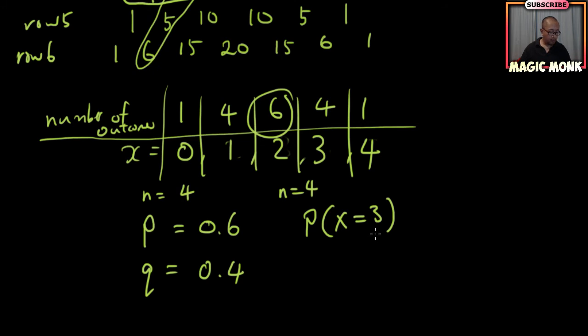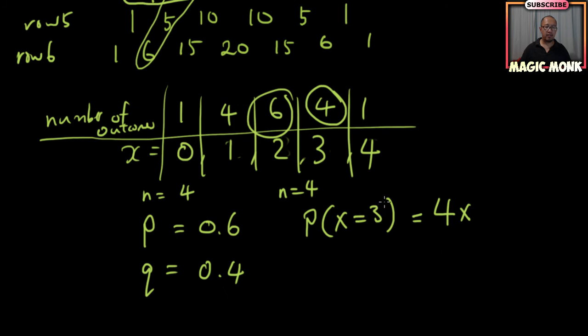So what you would do is you would go probability of x is equal to 3, right? So that would be 4 possible outcomes. So you would go 4 times. Okay, now what do you do?